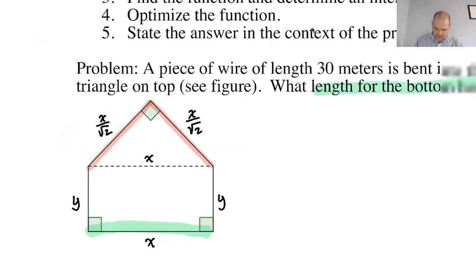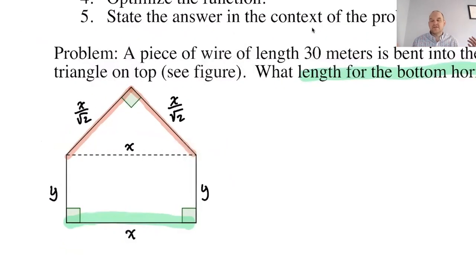Okay, I should have said z. Let's say that it's z root 2, right? 45, 45, 90, special right triangle.